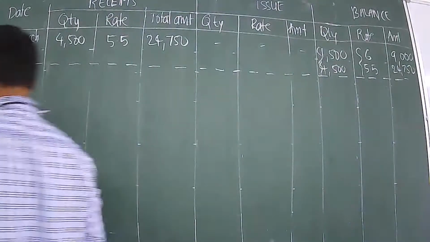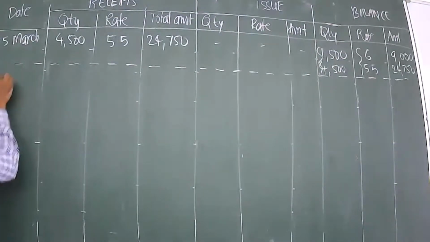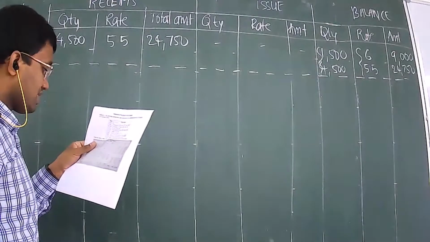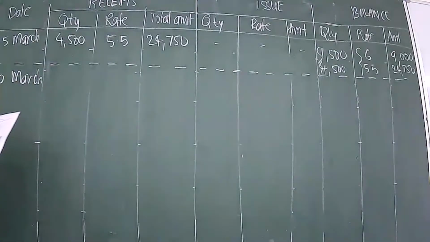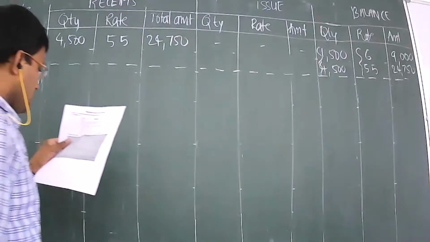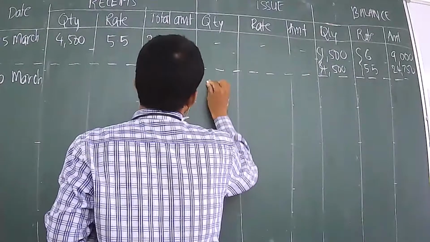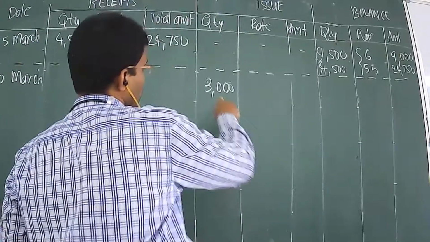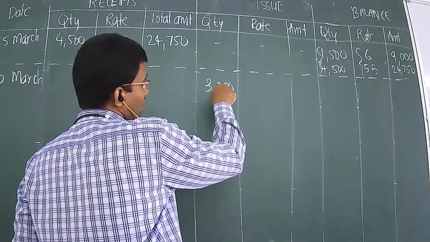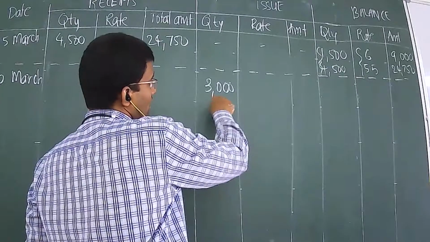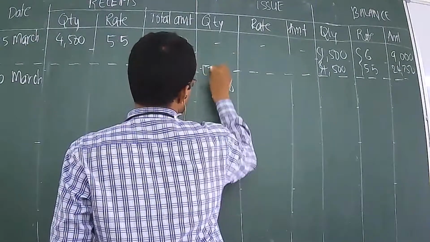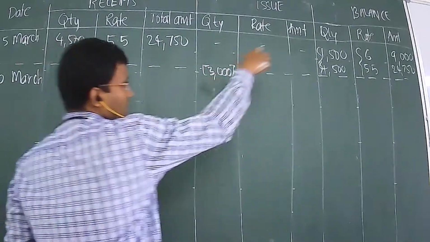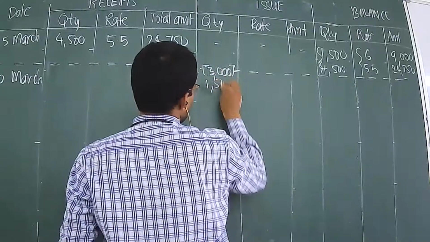Now let's work out the last one. On 20th of March, the transaction says you have issued 3,000 units. Please remember, your total need is for 3,000 units. Out of this total 3,000, 1,500 is going to come from your first batch.